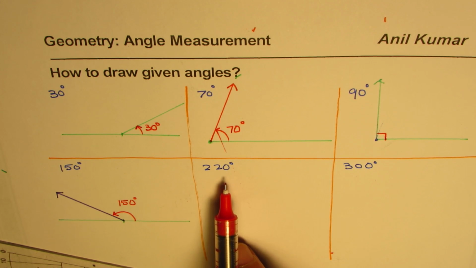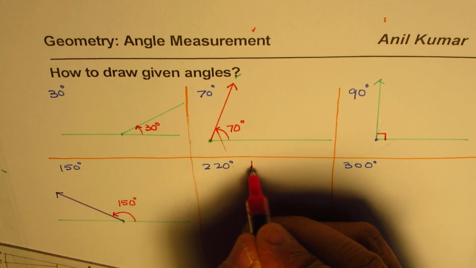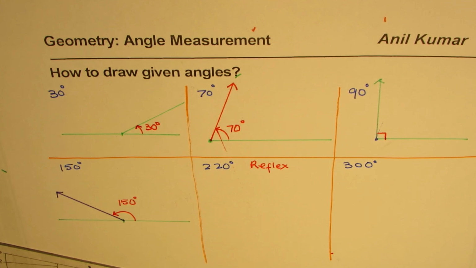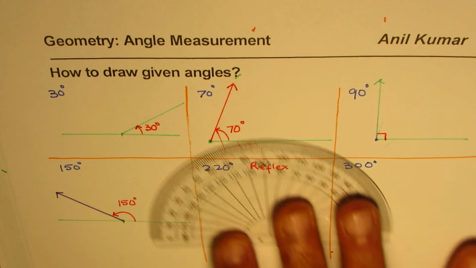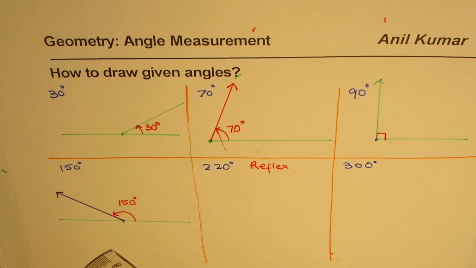Now 220 degrees is a reflex angle, right? So this is obtuse. Now this is a reflex angle. How do you draw a reflex angle? That is very difficult. Now, if you see, the protractor has angles only till 180 degrees. To draw 220 degrees is kind of tricky.